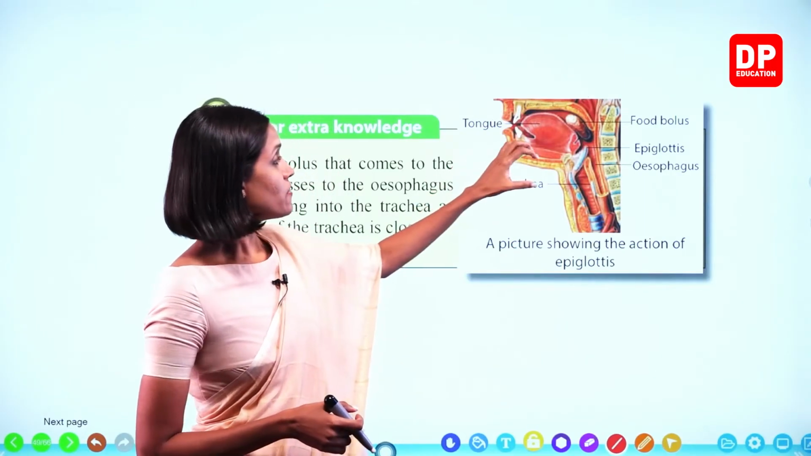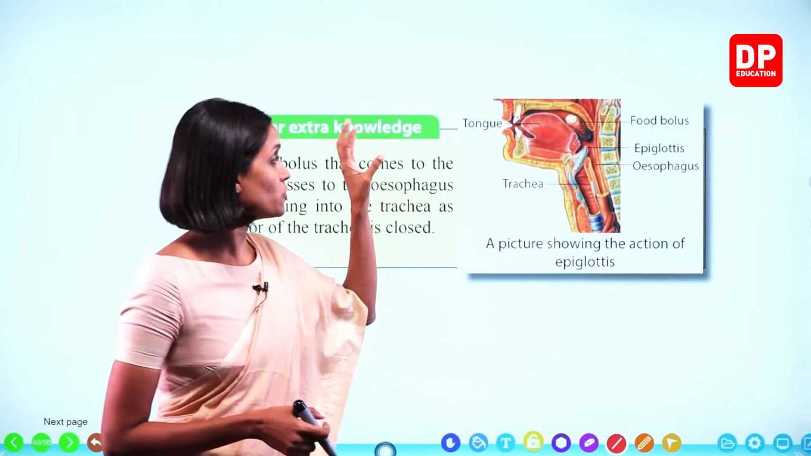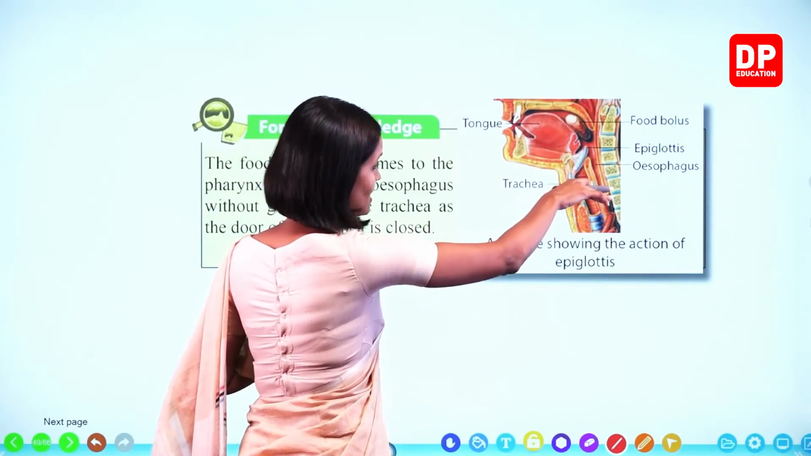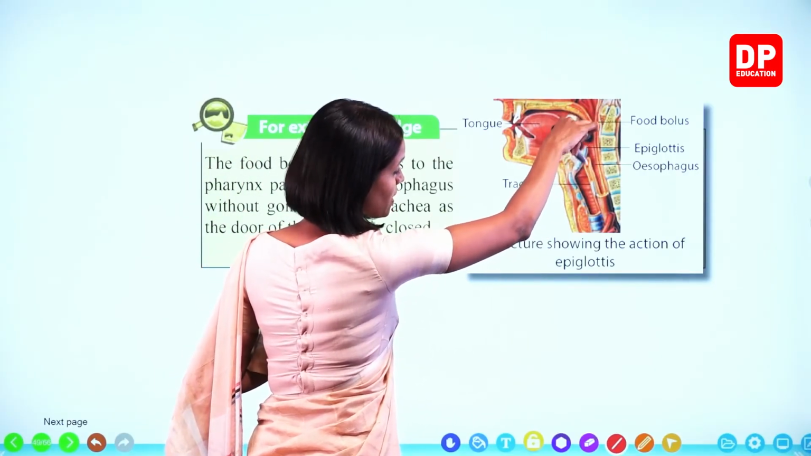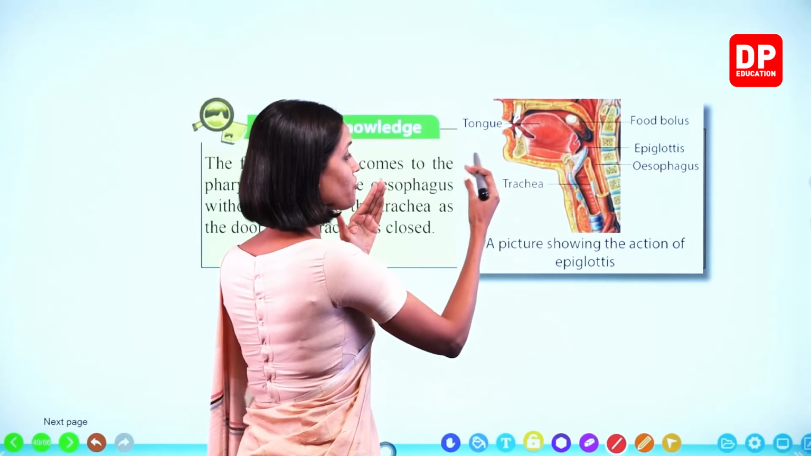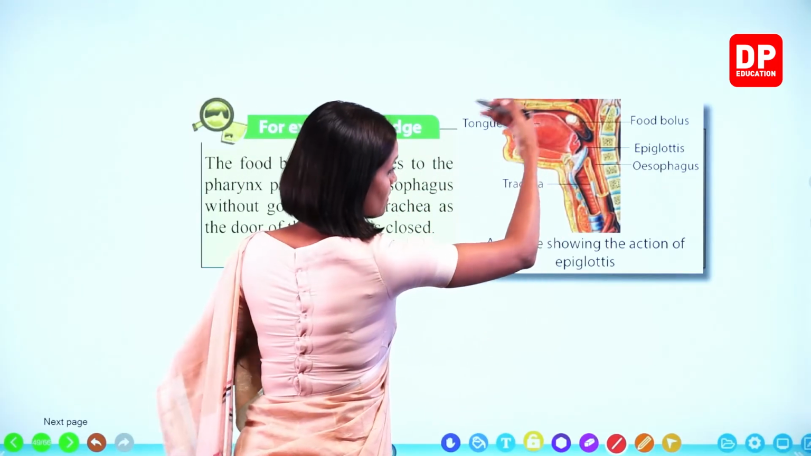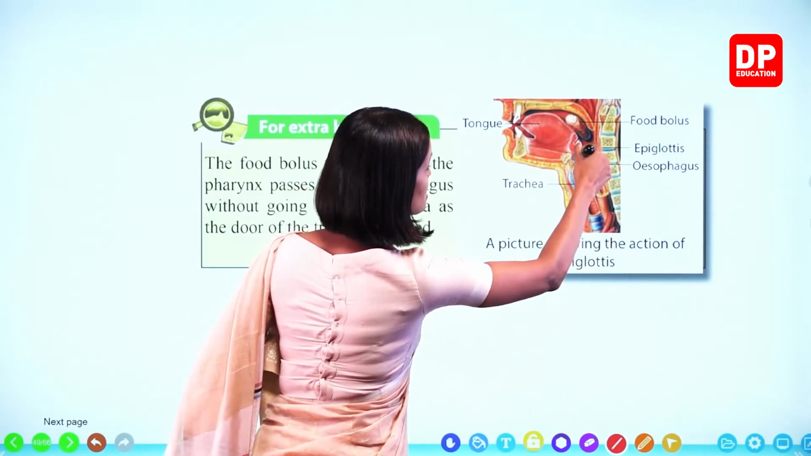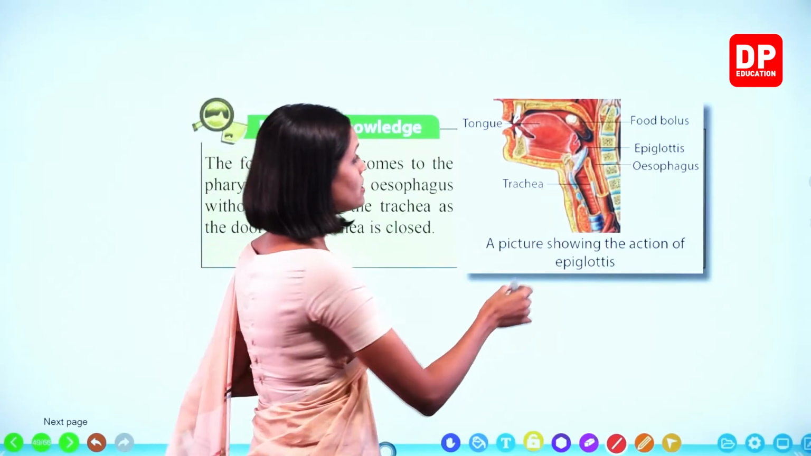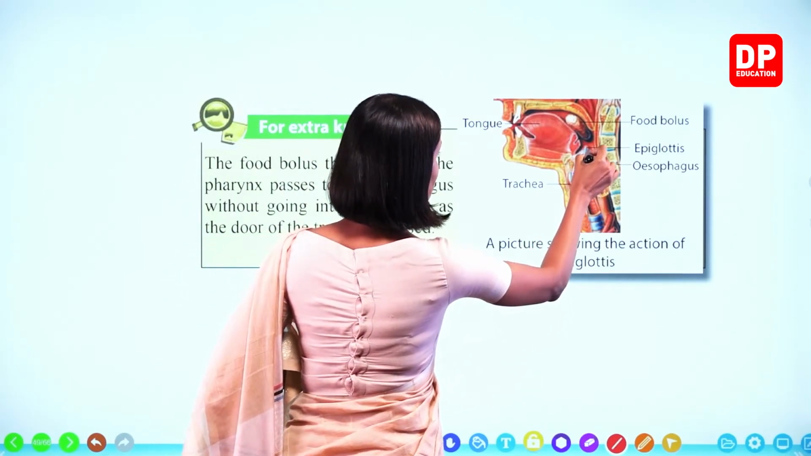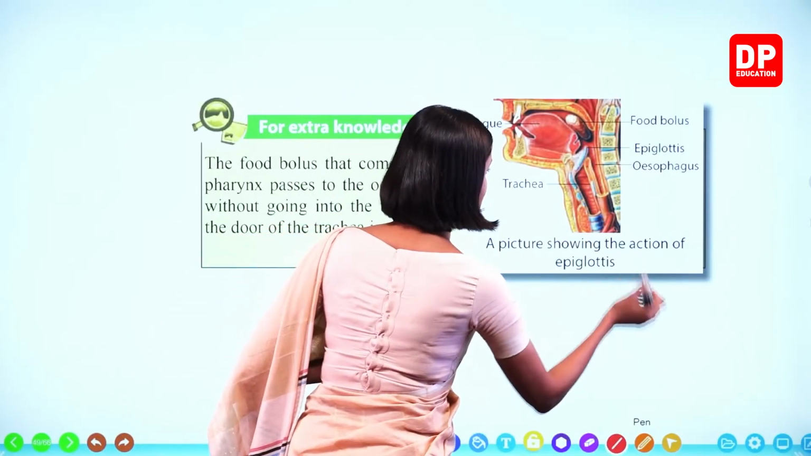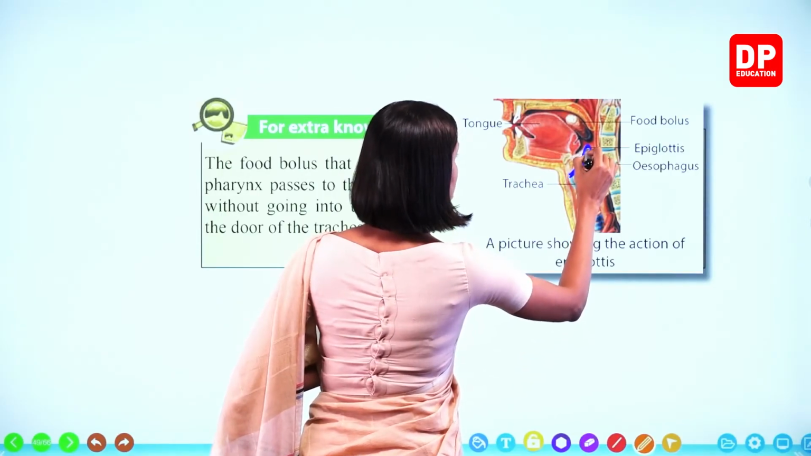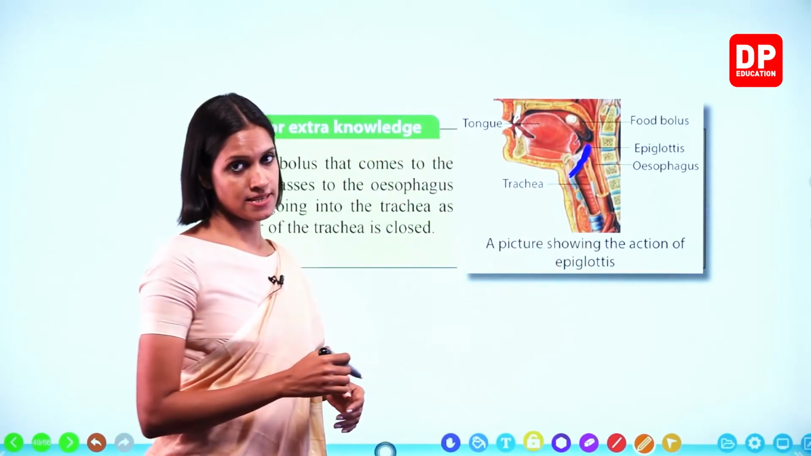Now I told you all, the pharynx is the common passage to both the digestive system and the respiratory system. From just below the pharynx, the tract divides into two parts. The front is the trachea. The other tubular structure present behind the trachea is the esophagus. Right? Look at this picture, this tiny flap-like, lid-like part present here. What is the importance of this? This is known as the epiglottis.